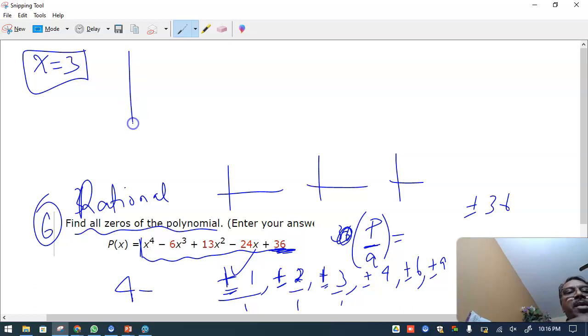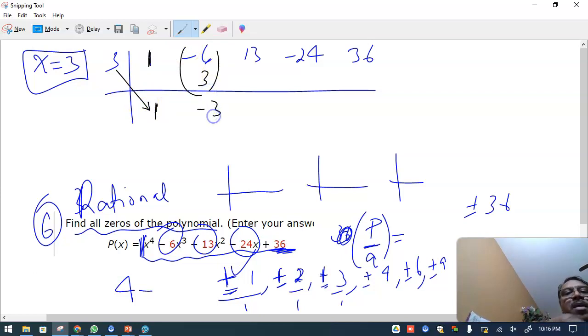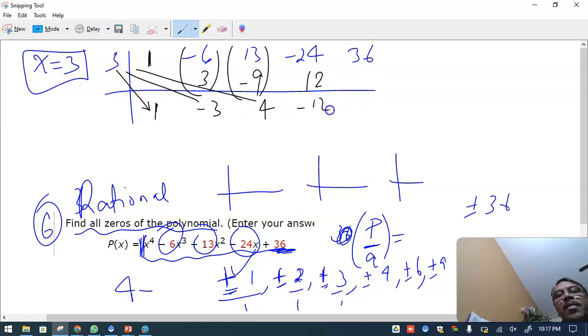So put this 3 right there, and then these numbers: 1, minus 6, 13, negative 24, and 36. Let's work on it. This one drops down. 3 times 1 is 3. Together it is minus 3. This multiplies with minus 9, together it will be 4. 3 times 4 is 12, so negative 12. And 3 times negative 12, beautifully, you get 0.